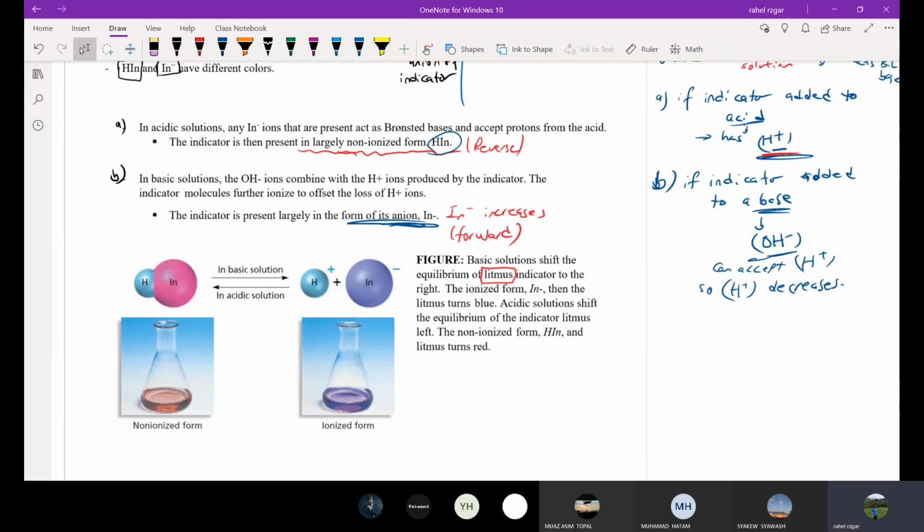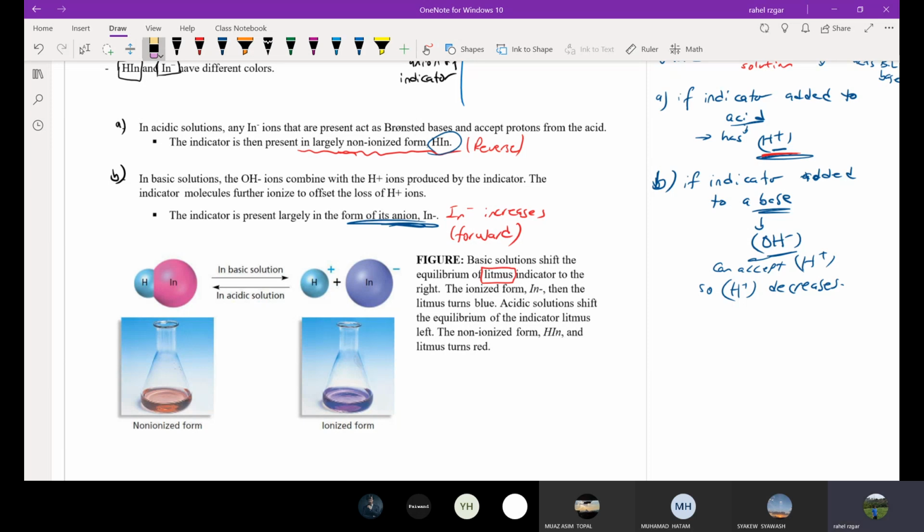Litmus. All right. Why? Because this is the formula of, let's say this is the indicator for litmus. This is a general thing. Indicator, HIn is a general thing for indicator. In here, it represents litmus.